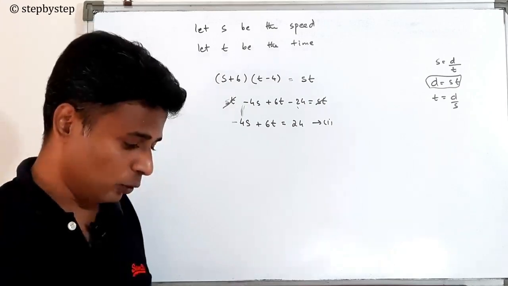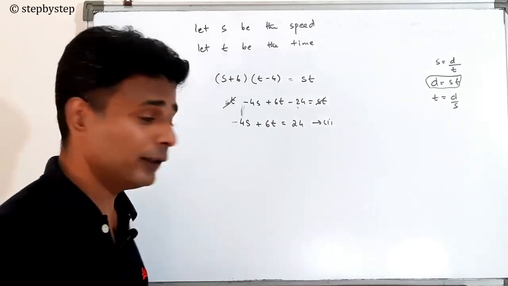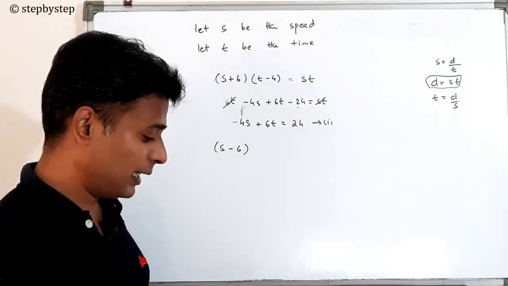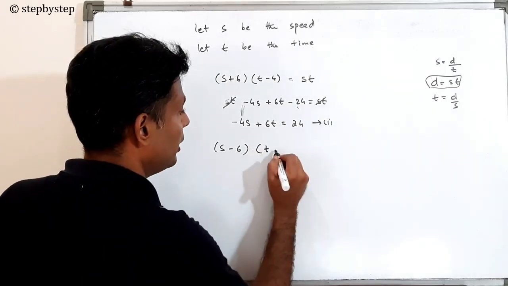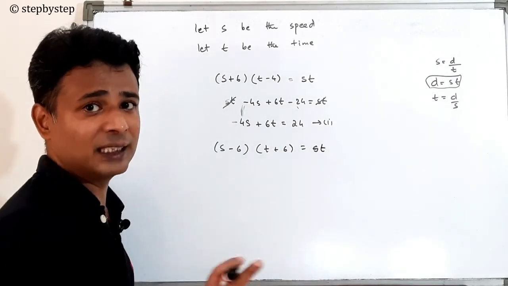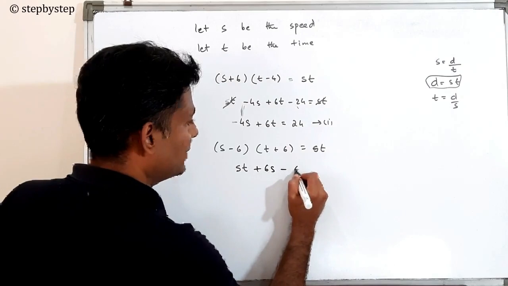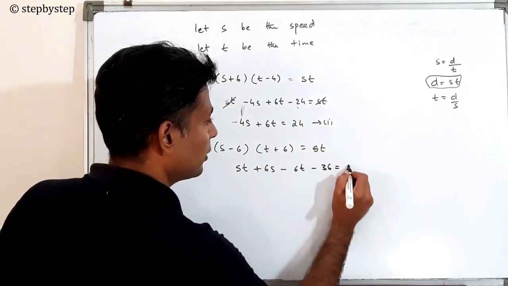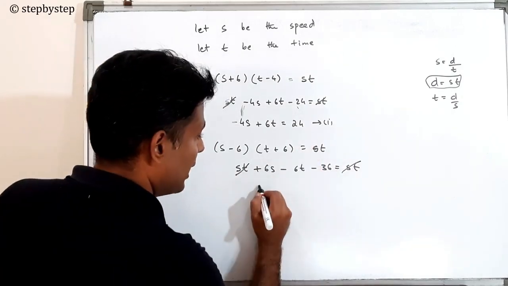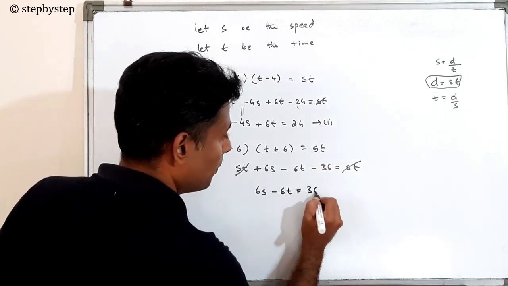Now what is the second thing they had told us? If it was 6 km per hour slower, which means S minus 6, it would have taken 6 hours more, T plus 6, and even this is equal to ST, the original distance, because distance is not changing. Now again multiplying, I get ST plus 6S minus 6T minus 36 equals ST. ST cancels, because when I transpose it becomes minus. I get 6S minus 6T equals plus 36.